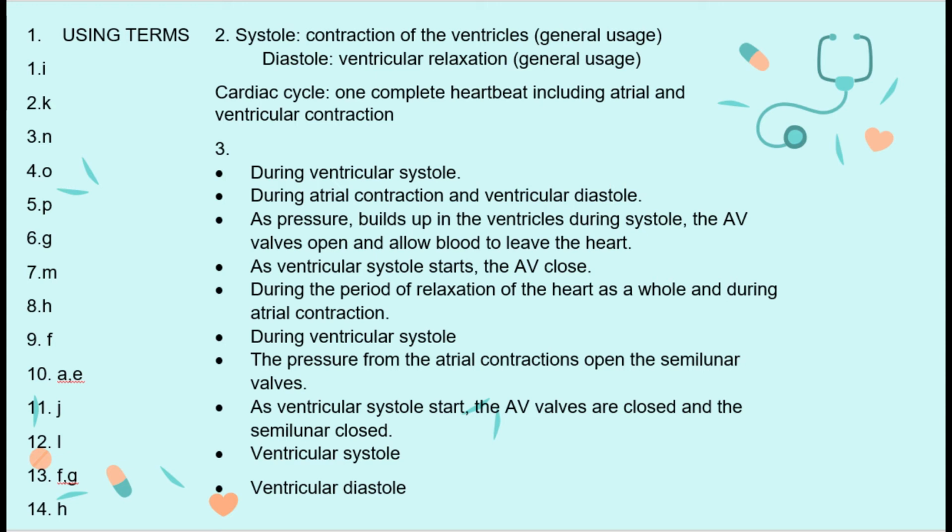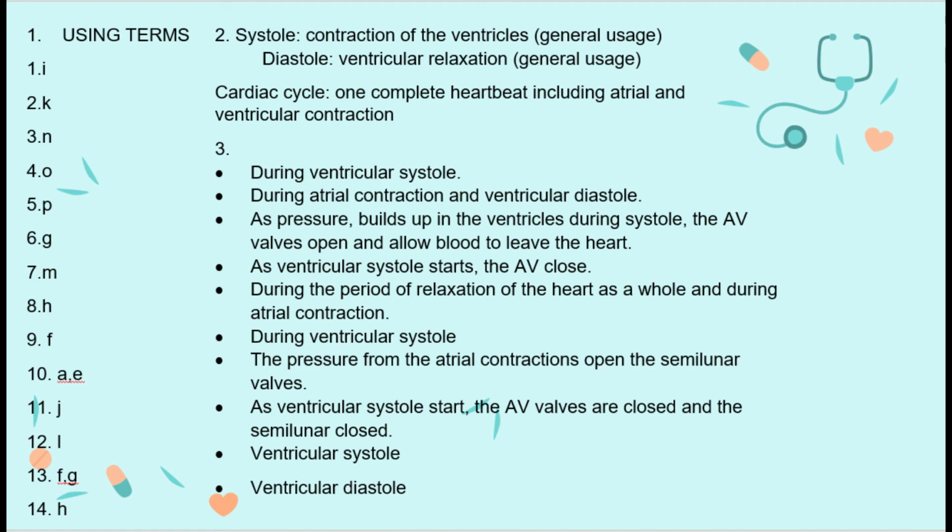Number 1, aortic pressure, answer I. Number 2, atrial pressure, left, answer K. Number 3, ECG, answer N. Number 4, first heart sound, answer O. Number 5, second heart sound, answer P. Number 6, ventricular pressure, left, answer G. Number 7, ventricular volume, answer M.